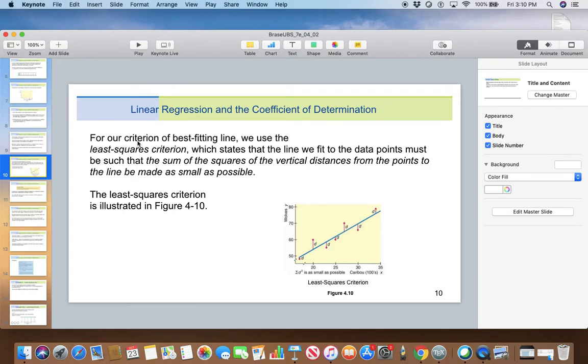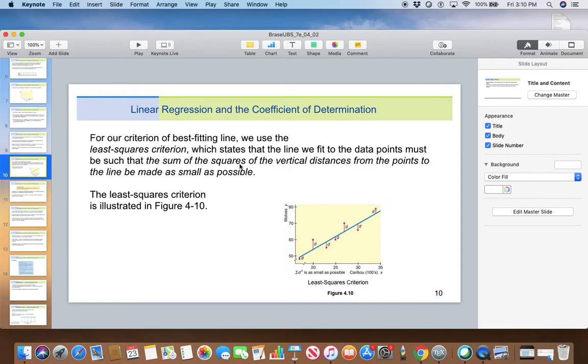So we need a criterion for best fitting line. We use the least squares criterion. What is the least squares criterion? It states that the line we fit to the data points must be such that the sum of the squares of the vertical distances. So here is a point, its vertical distance to the line. So you just drop down. Here is a point, drop up. So straight up or straight down. So that gives you certain distances.